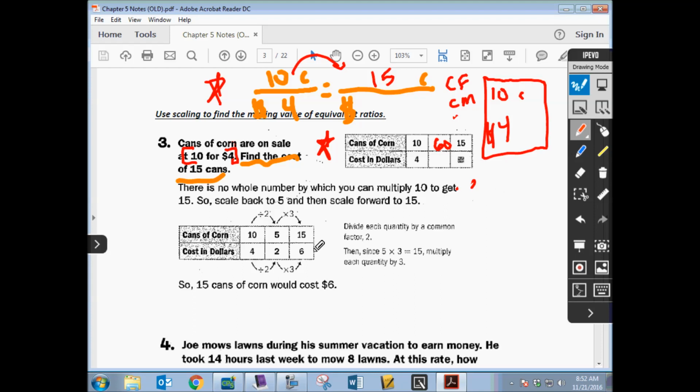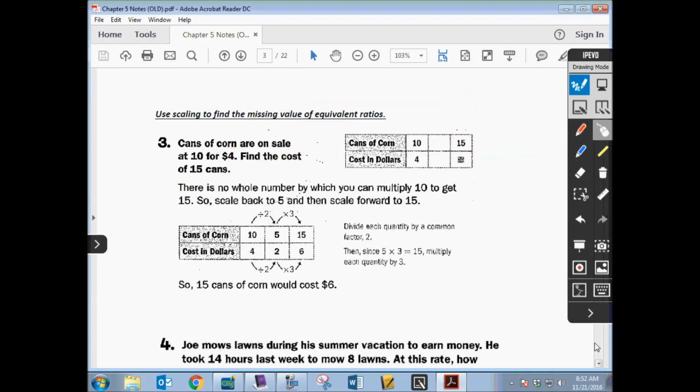Okay. So scaling there. You can see they did it for you down here. They used the greatest common factor there. But you can use whatever you'd like. You can use a CF or a CM. Just keep that in mind. And you're always going to scale to whatever your real information is. Since we knew the real number of cans of corn was 15, then we have to scale to a certain number of cans of corn. Do we all got that? All right. Let's go on to the next one.